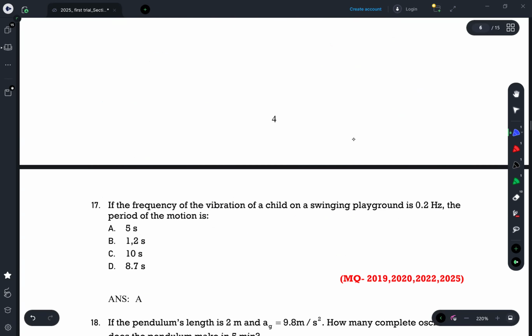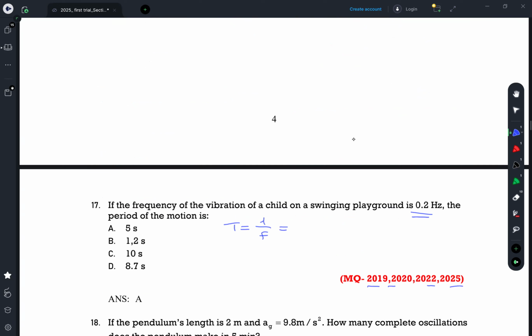Question number 17 also repeated several times, 4 times repeated question, and maybe the numbers are changing, but the structure of the question is the same. The frequency of the vibration is 0.2, period? You know, period and frequency are inversely proportional. If frequency is given, we can calculate period, 1 over 0.2, which is going to be 5 seconds. So it's going to be 8.